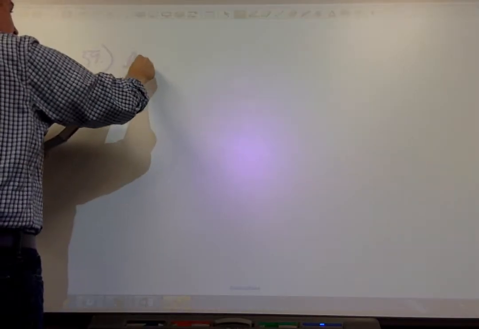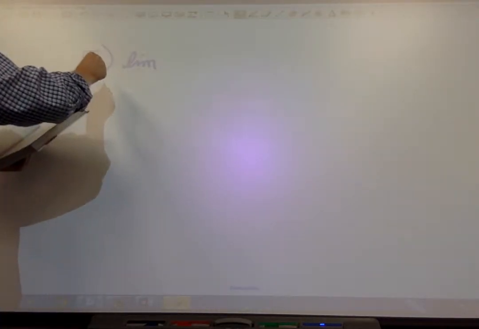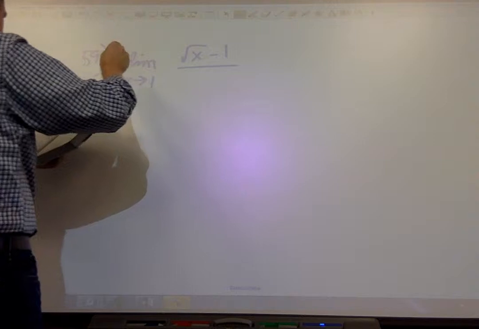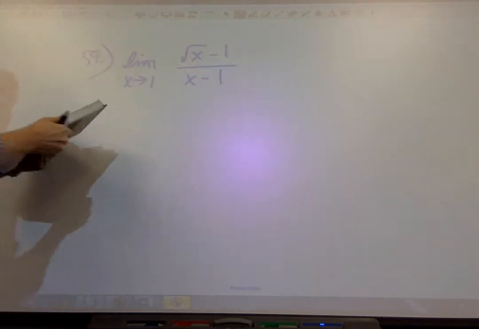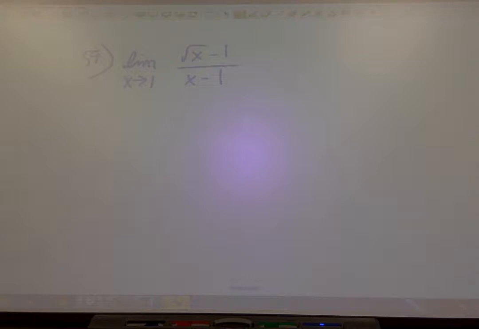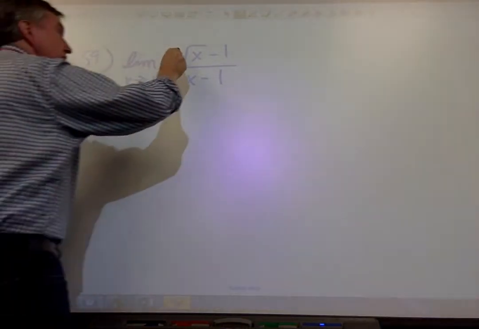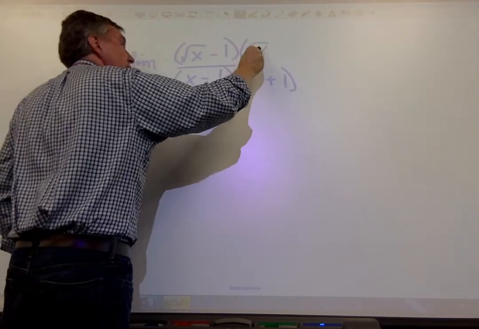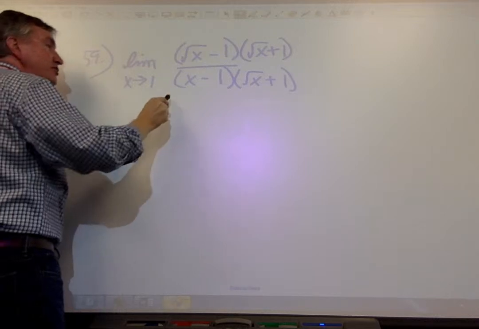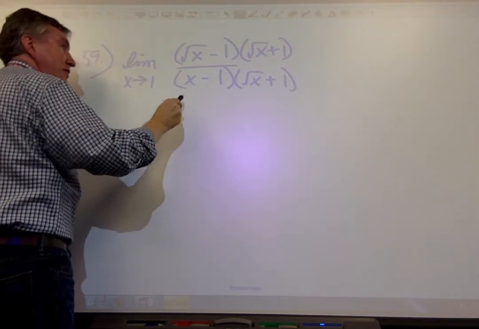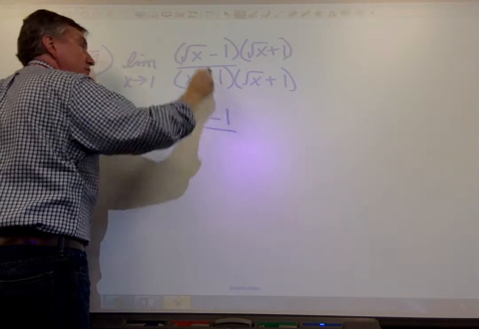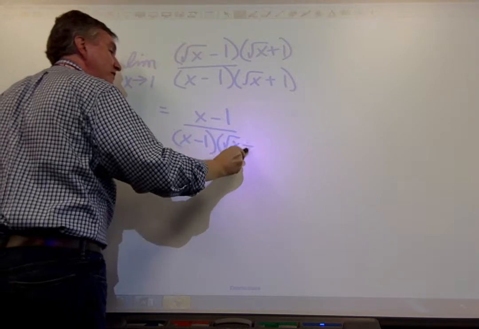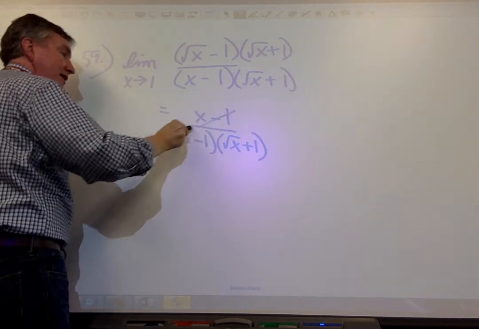It says the limit as x approaches 1 of square root of x minus 1 over x minus 1. Okay? And they give you a hint and say multiply by square root of x plus 1 top and bottom. If I do that, upstairs, look what it gives me. It would give me x minus 1 when I distribute. And this gives me x minus 1, and I'm going to leave it undistributed because then I can cancel that.